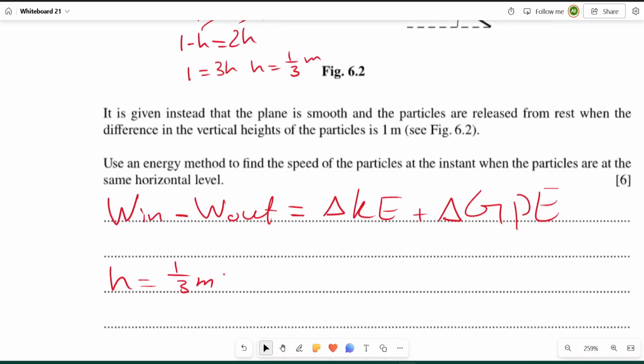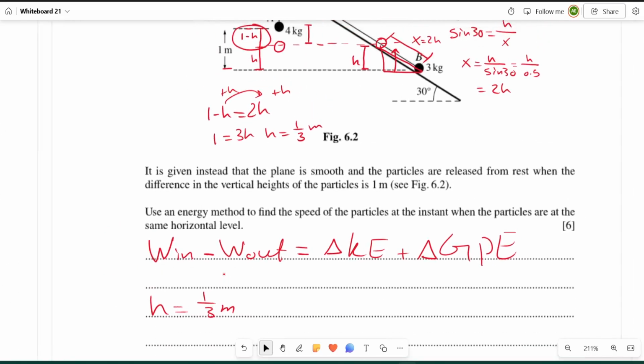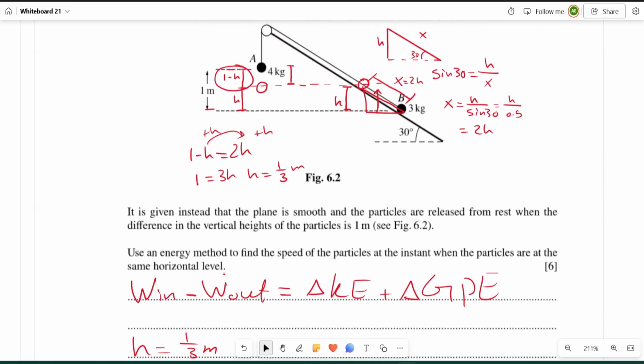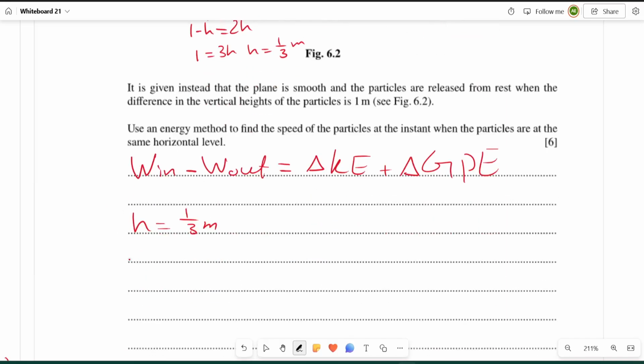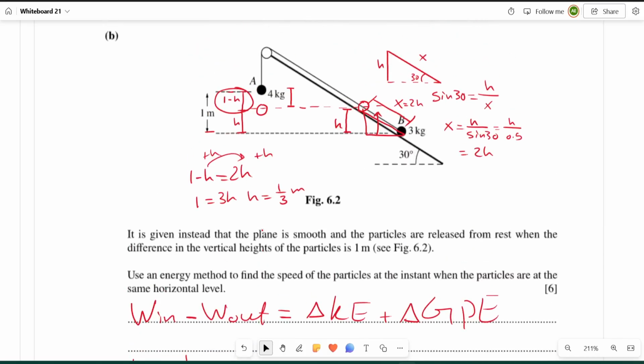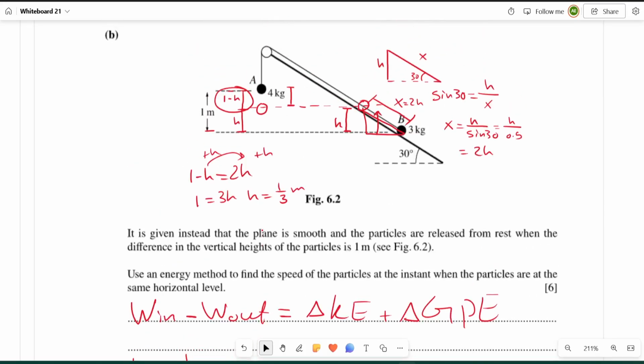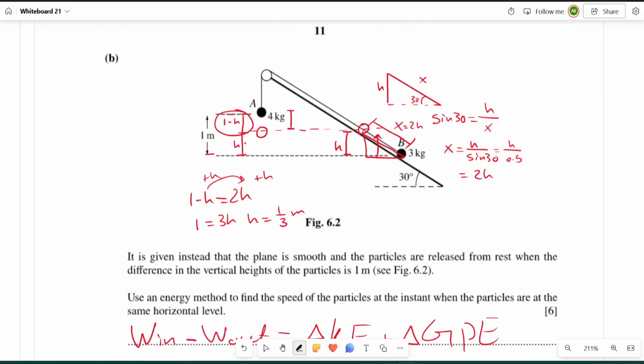And now let's write the work energy equation for the whole system. I'm going to use the whole system. So when taking the whole system, you need to neglect tensions. There's going to be a tension here and a tension there. You need to neglect tensions. When taking the whole system, you will neglect tensions.